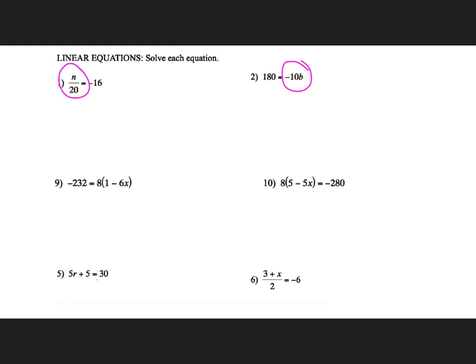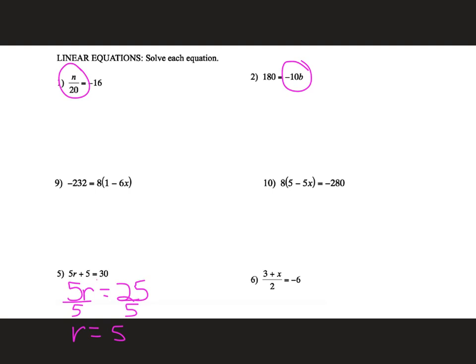So you have 5r plus 5. I want to get the 5r by itself first. So let's go ahead and subtract 5 from both sides. Keep in mind, from both sides. So the 5's cancel out on the left side, and then on the right side, 30 minus 5 is 25. That's 5 times r, so we need to divide. So you're going to get r is 25 over 5, which is 5. I wrote down 2 instead.